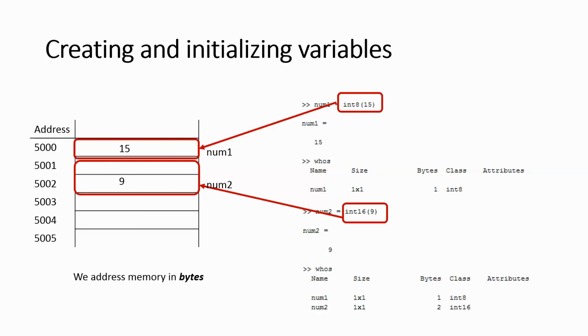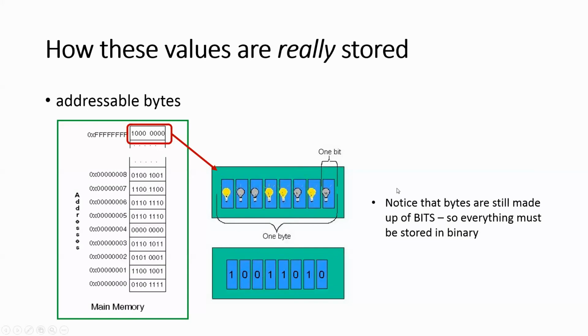Notice that even if I'm not needing all 16 bits, so I don't need 16 bits to store the value 9, I'm still going to set aside 2 whole bytes because that's the convention that we've agreed on for this data type. All right, so we know we're not actually storing 15 and 9. We know that we're storing binary. And so what's actually going to get stored in memory is a sequence of bits, and then we just have to look at how we're going to interpret those bits.